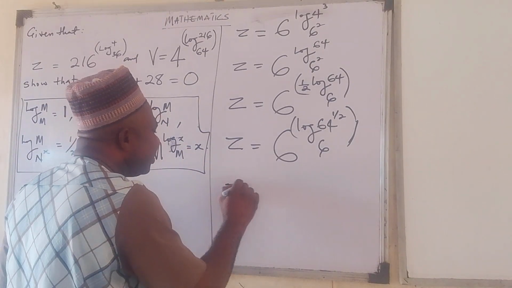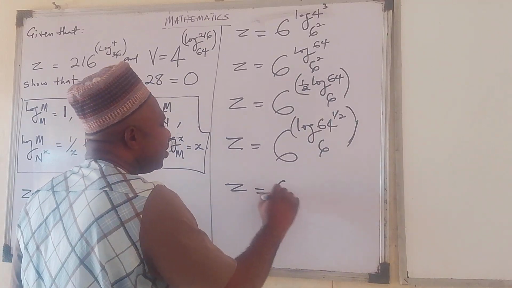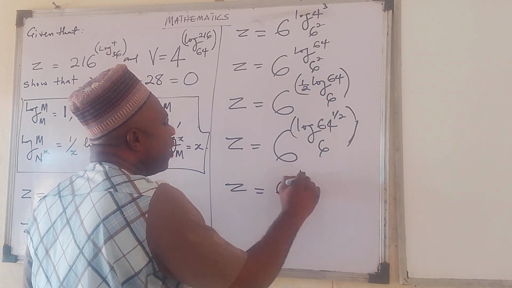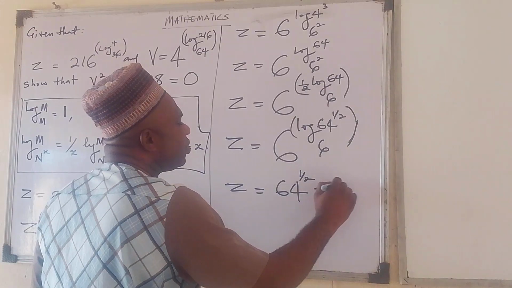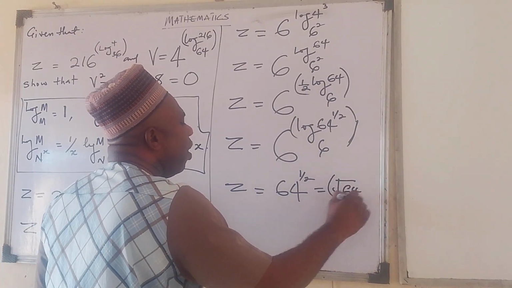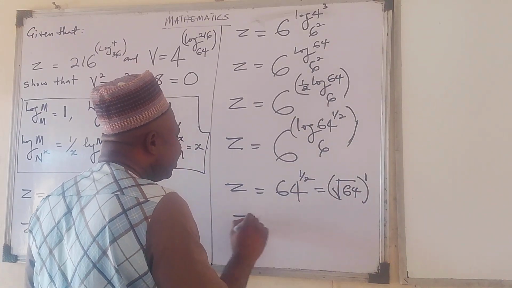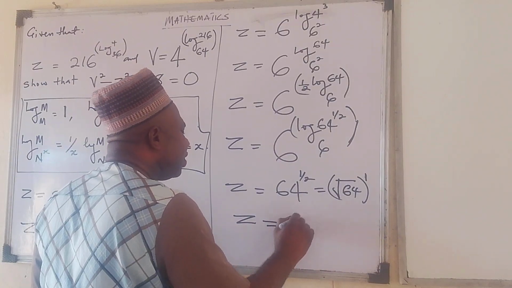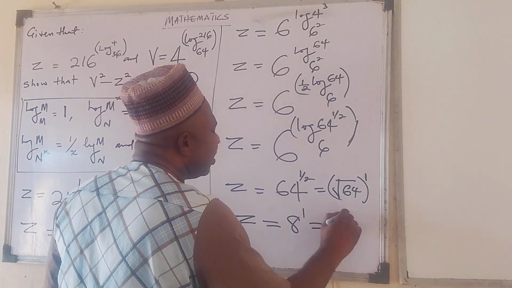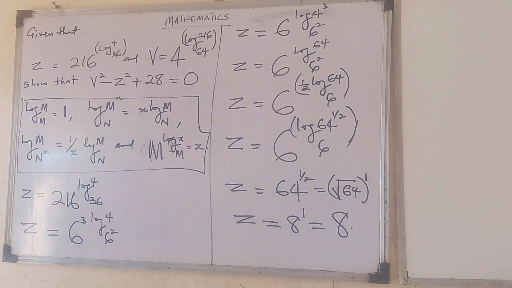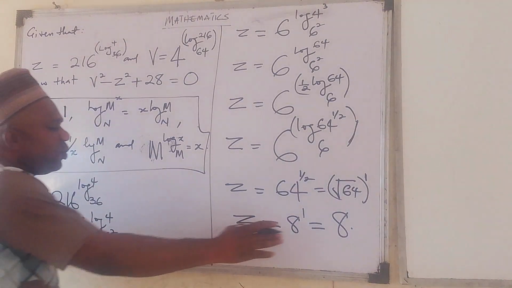It means z will be equal to 64 raised to the power of half. And that's the same as saying the square root of 64 all raised to the power of 1. So the value of z is equal to 8 power 1, which is the same thing as 8. So now we have seen the value of z. Yes, the value of z is equal to 8.